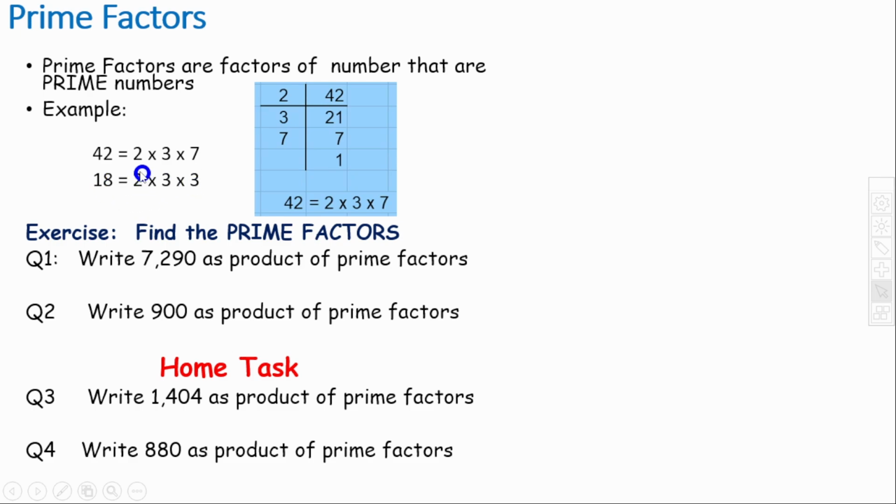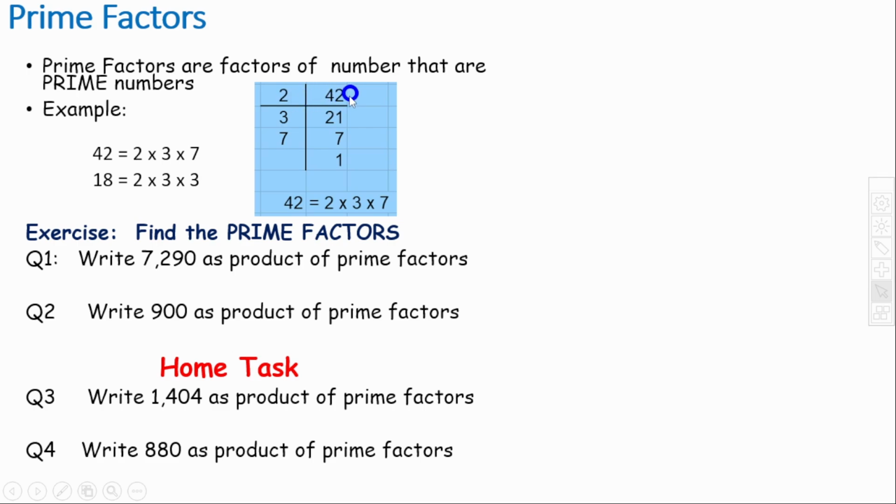You can see all these factors are what? They are prime. So to get the prime factors of a particular number, you use this method. That's what I'm going to explain here. You write 42 here, and you ask yourself, what is the smallest prime number that I can use to divide 42 without a remainder? And that is 2.